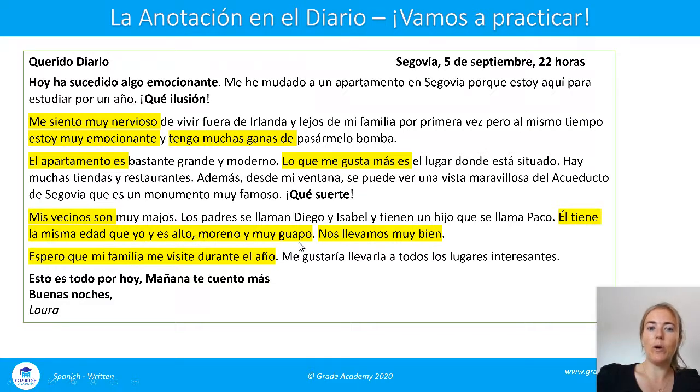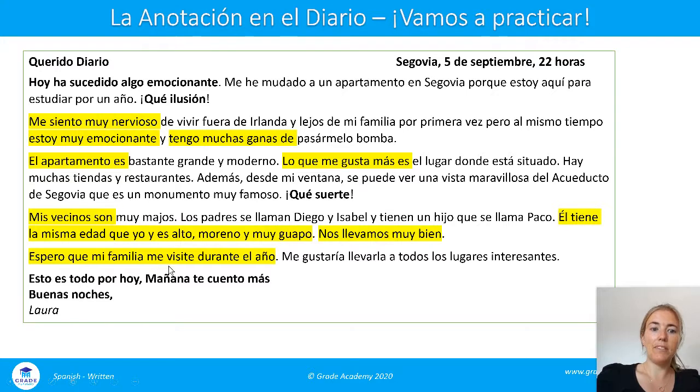Y es alto, moreno y muy guapo. And he's tall, dark, and very handsome. Nos llevamos muy bien. We get on very well. So we're giving information about the person we've met. It doesn't have to be overly complex, but at the same time, we are giving plenty of information and showing that we know more than just one adjective to describe the person. We're showing that we know to use tener with his age, ser with his physical description, and then a nice phrase, nos llevamos muy bien, to say you get on very well.